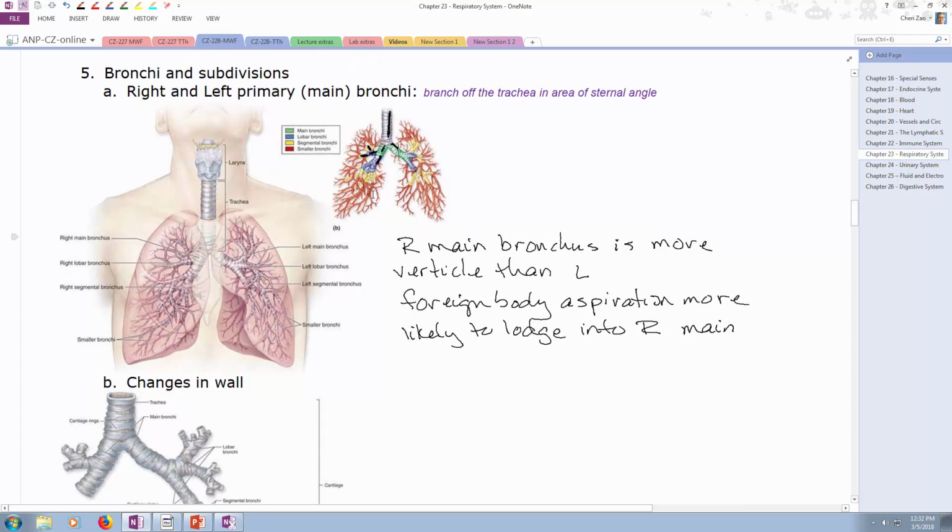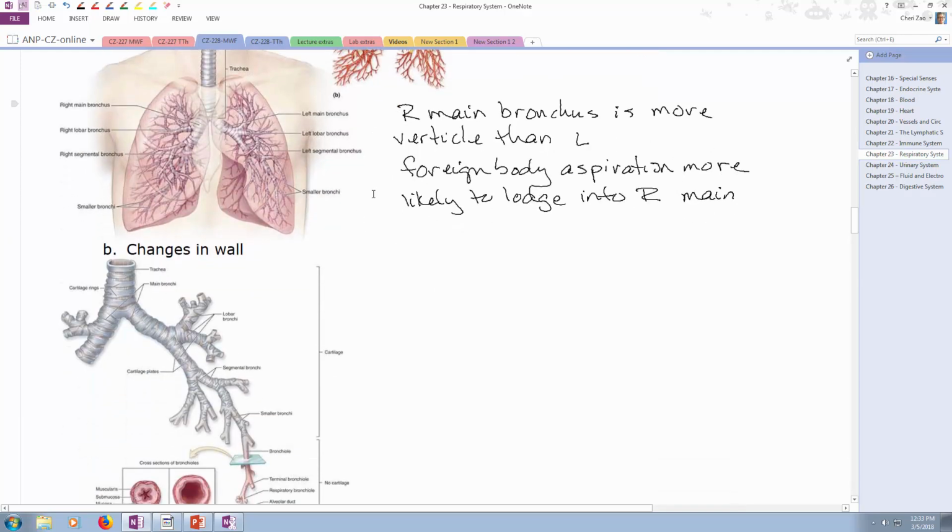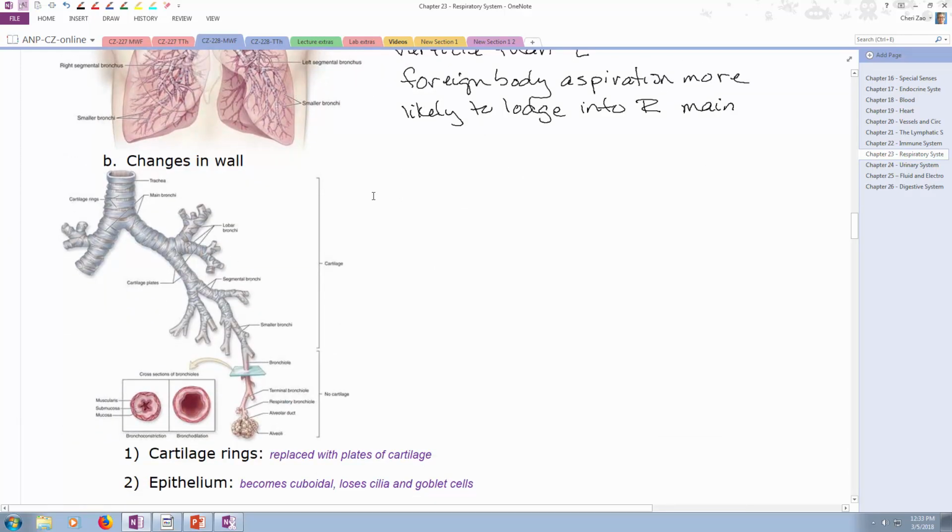And that's typically when somebody has pneumonia, they'll say they have lobar pneumonia, which means that whole lobe of the lung actually is infected and has purulent material in it. The smaller bronchi, remember, still have cartilage, and that's what we're going to take a look at when we scroll on down here to changes in the wall.